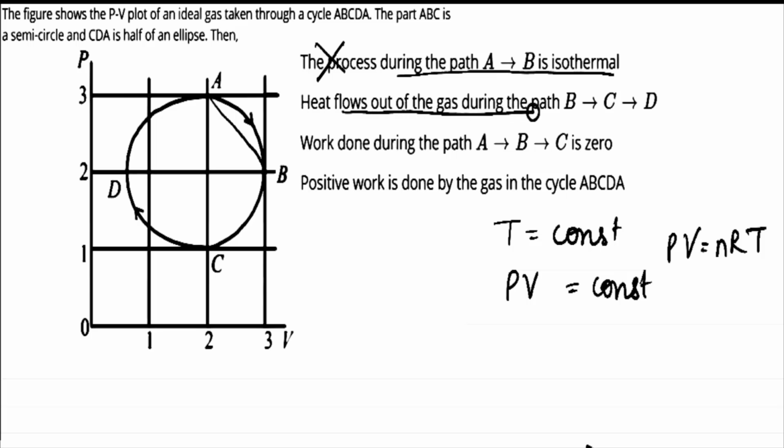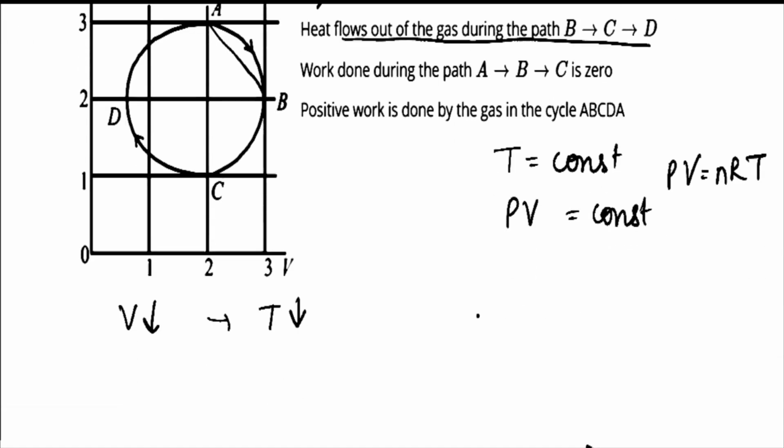Second, heat flows out of the gas during path BCDA, this path, right? So in the process BCD till D, the volume is decreasing, as we can see. If volume decreases, that means temperature decreases, right? So delta U would be negative, right?